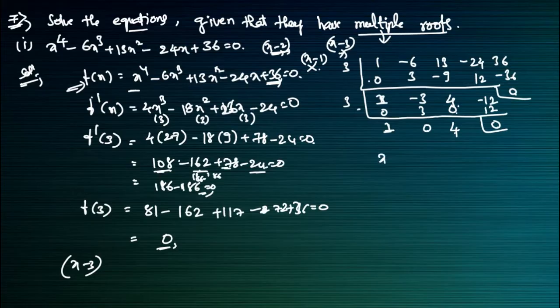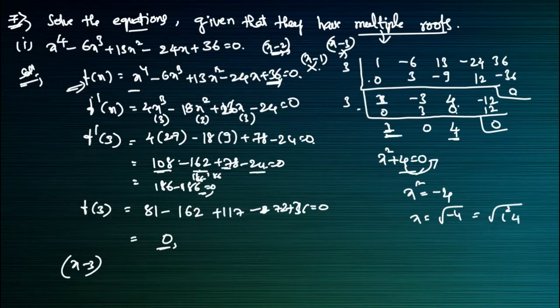So this is 1, so x square plus 4 is equal to 0 we are getting here. This 4 will go to the other side, x square is equal to minus 4, x is equal to under root of minus 4, which we can write as i square times 4, so it will come out as plus or minus 2i.